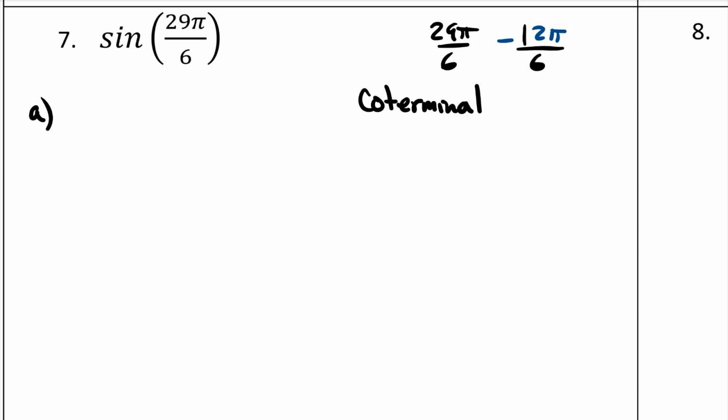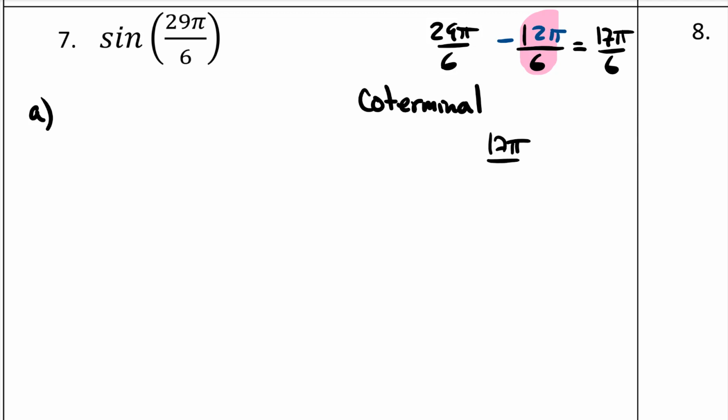Common denominator, multiply top and bottom by 6, you can get the same thing. And we're like, oh, 29 minus 12, what is that, 17 pi over 6? But shoot, this thing's still bigger than 2 pi. That's 2 pi, isn't it? So we're going to do this game one more time.